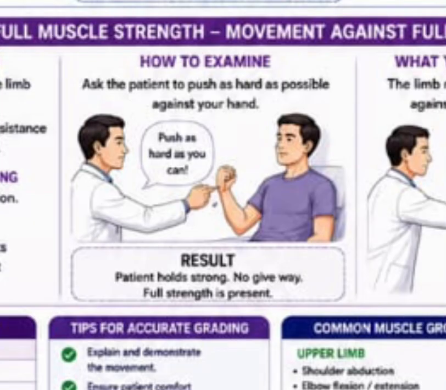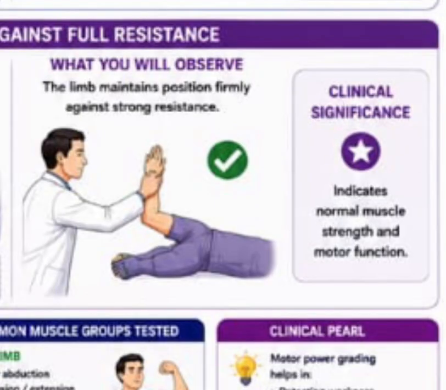Now the limb maintains its position firmly against strong resistance. This is what I've said now. And what will this indicate to you? It indicates normal muscle strength and normal motor function. Which means the limb is intact and there is no problem. Are you getting me now?